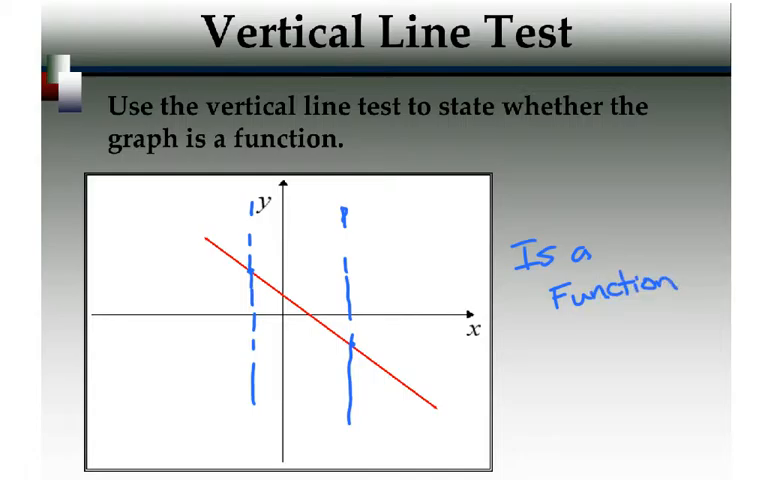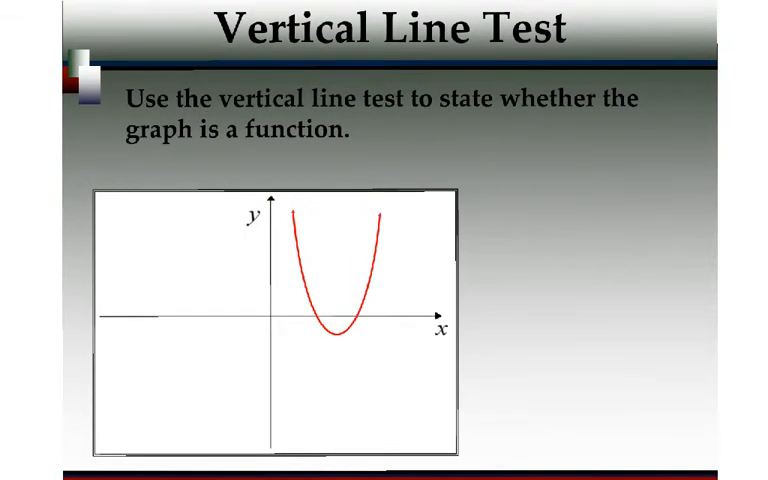Okay, let's move on to the next one. For this example here, I have a parabola drawn, and we can draw a vertical line through this relation, and again, it'll never intersect this graph twice or more than once. So let's say this is a function because it passes the vertical line test.